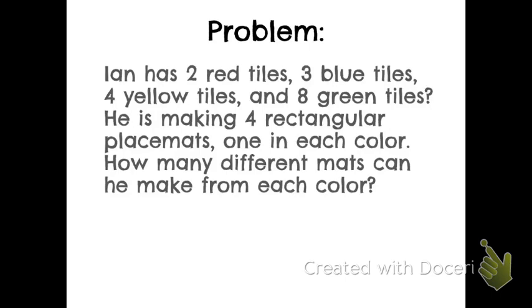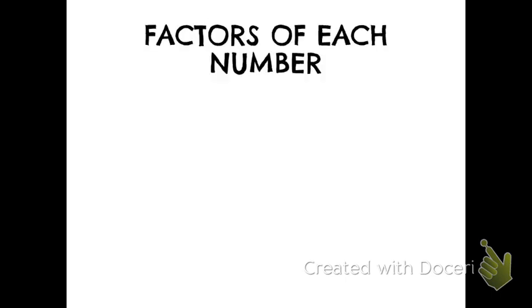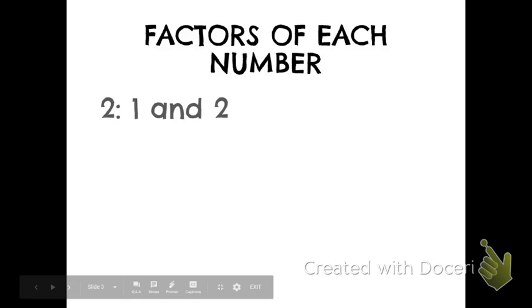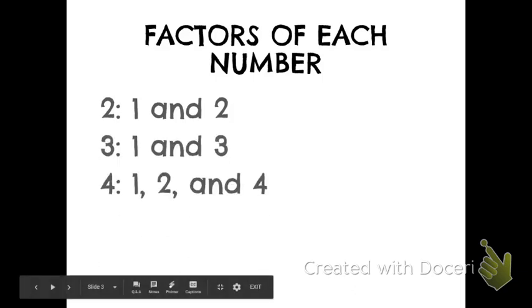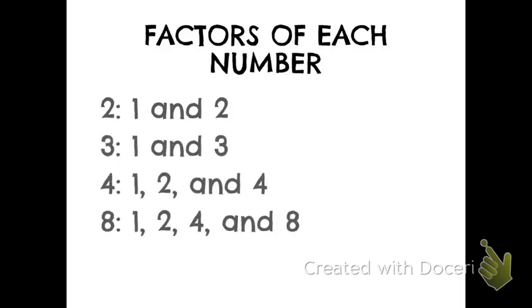So we're going to take the information from this problem, and we are going to find the factors of each number. So 2, 3, 4, and 8. These are the numbers that we have from our original problem. I do want you to include this portion in your notes. The factors of each of our numbers.